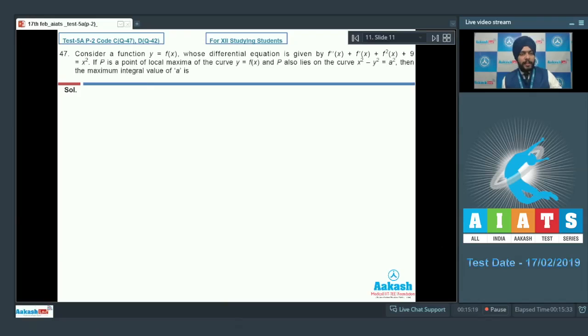Question number 47 says that consider a function y equals fx whose differential equation is given by f double dash x plus f dash x plus f square x plus 9 equals x square. If p is a point of local maxima of the curve y equals fx and p also lies on the curve x square minus y square equals a square, then what is the maximum integral value of a? Students, the differential equation satisfying the curve y equal to fx is y double dash plus y dash plus y square plus 9 equals x square.